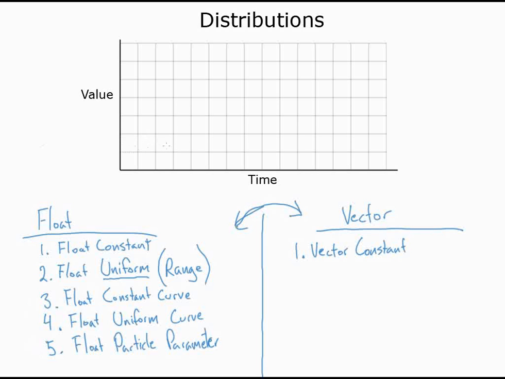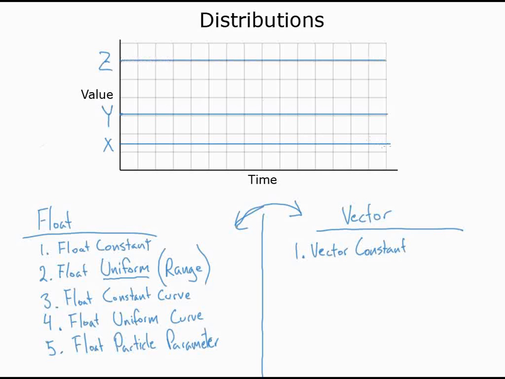All right, so what does a vector constant look like on a graph? Well, you're going to have some value for x. It's going to be a nice straight line. You're going to have some value for y, a nice straight line. And you're going to have some value for z, which is also a nice straight line. So we're no longer sampling over a long time here. There's no need to. Basically, we have a constant value.